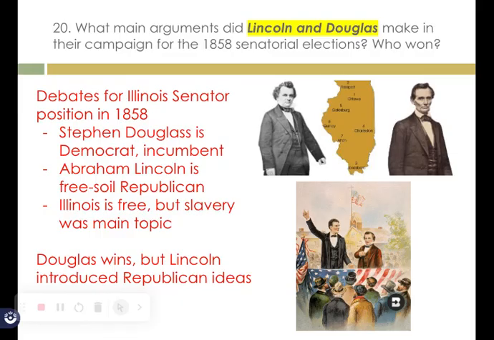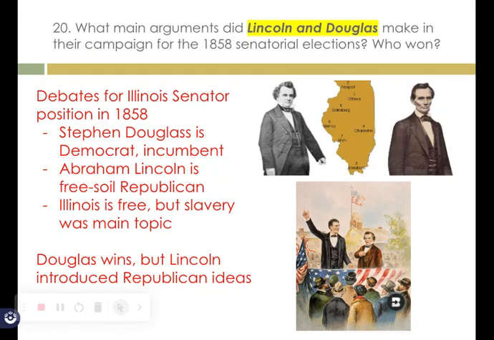And here's something to note about Abraham Lincoln. He started off as a free soiler. So he's not really one of these staunch radical abolitionists. He's not trying to abolish slavery everywhere yet, okay? So at this time, he's a free soiler. So he just doesn't want to see slavery extend to new territories. So these two are running against each other for senator.